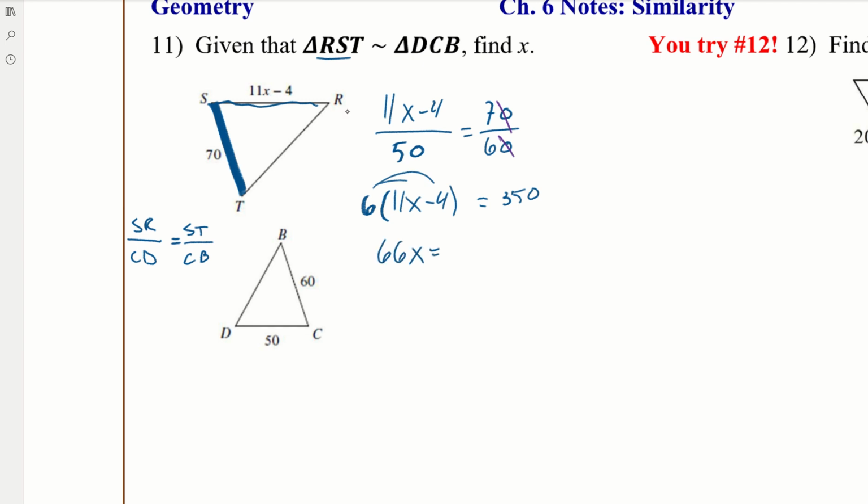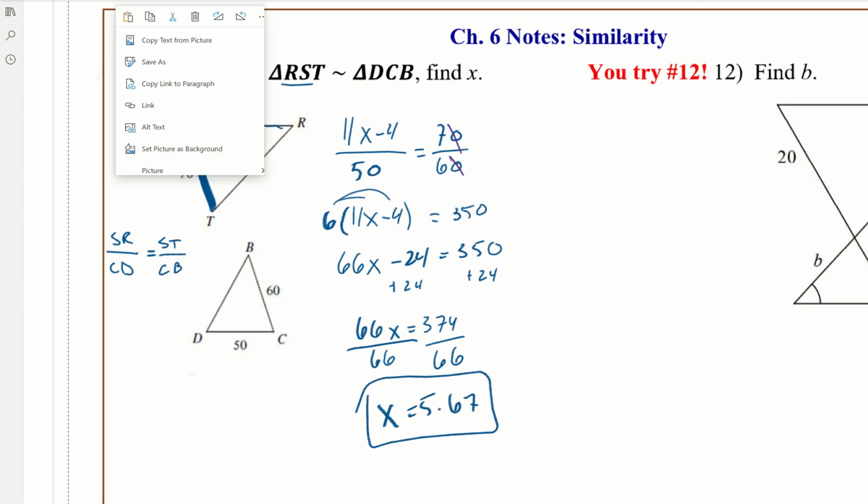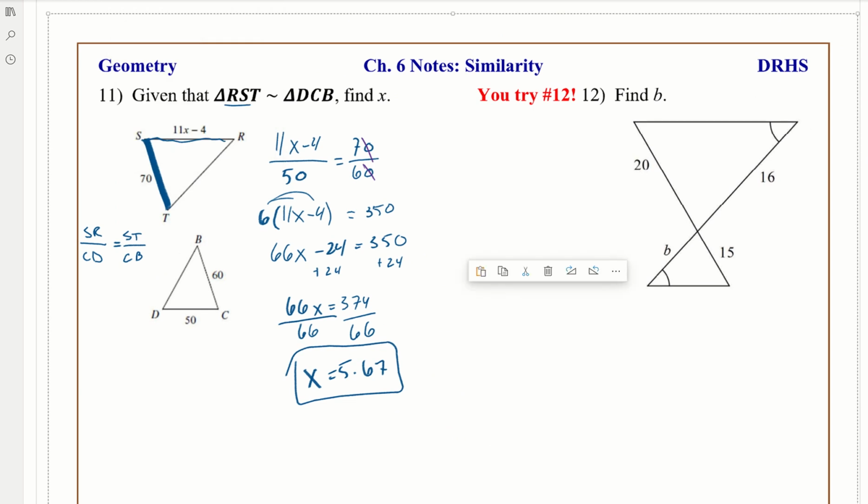Okay, 66x minus 24 is equal to 350. Okay, I'm going to add 24 to both sides. 350 plus 24 is 374. 66x is equal to 374. And I'm going to divide both sides by 66. And that gives me that x is 5.67. Okay. All right, you guys know the drill. Go ahead and give a try for number 12.